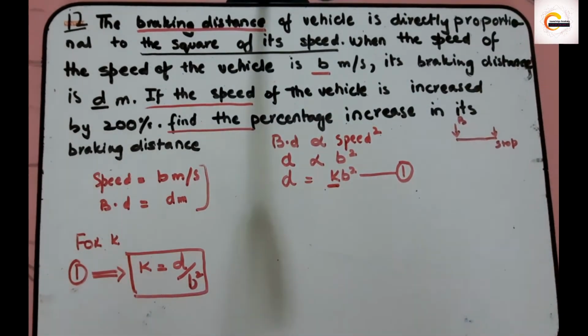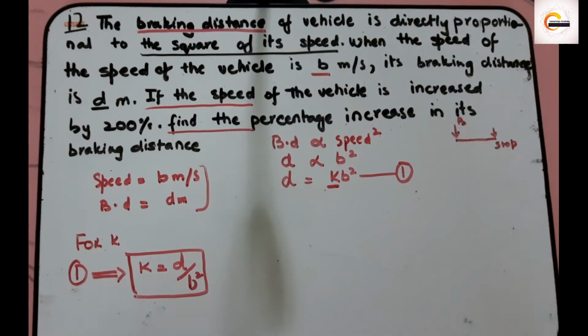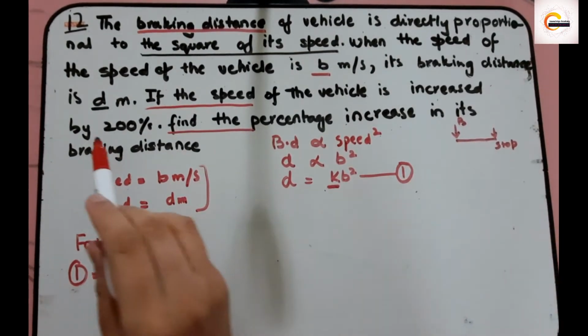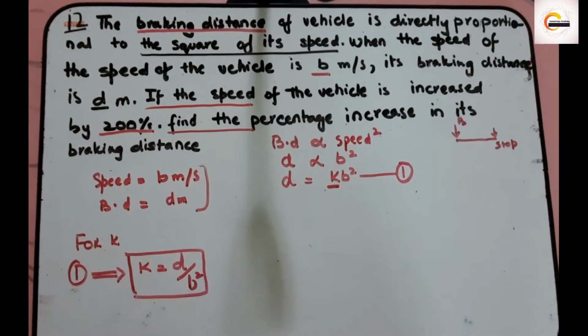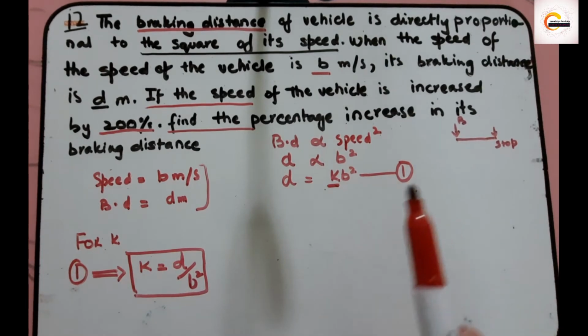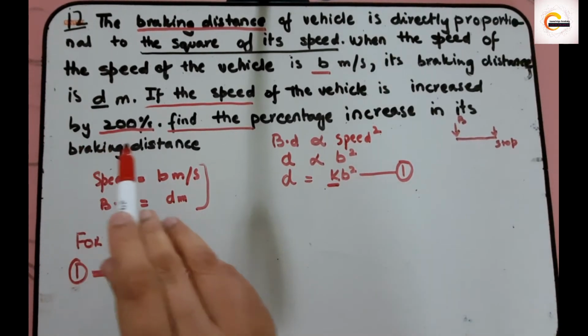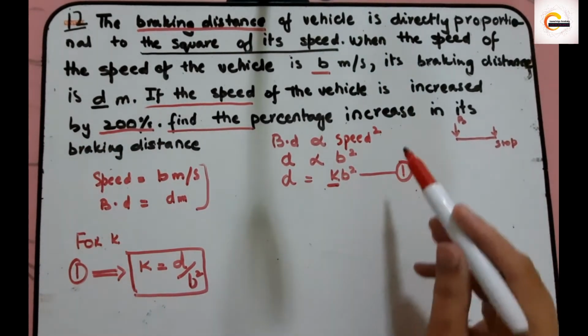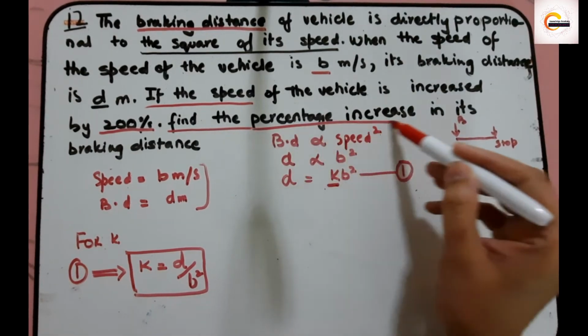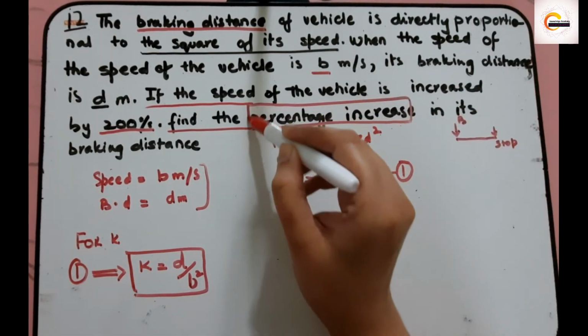Now, the most important part. If the speed of the vehicle is increased by 200%, find the percentage increase in its braking distance.